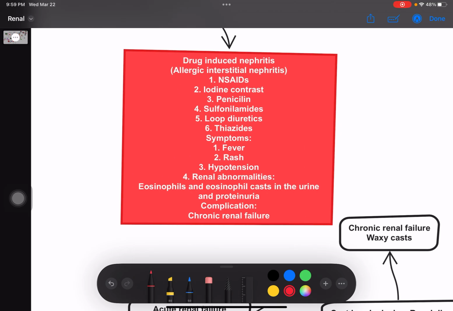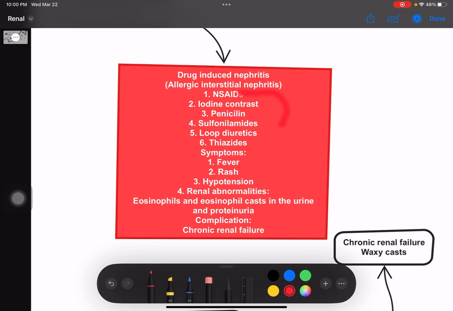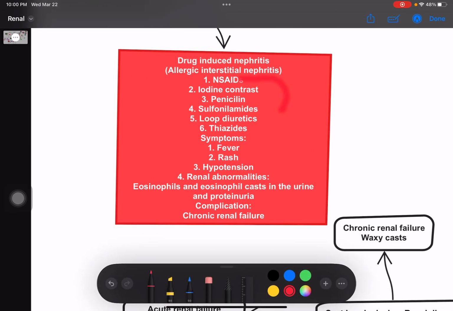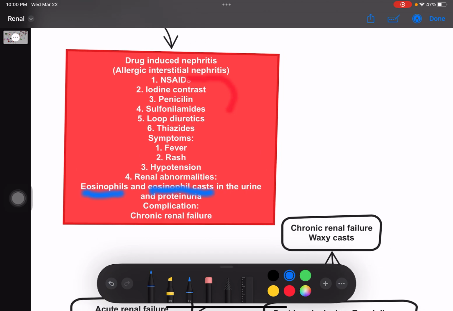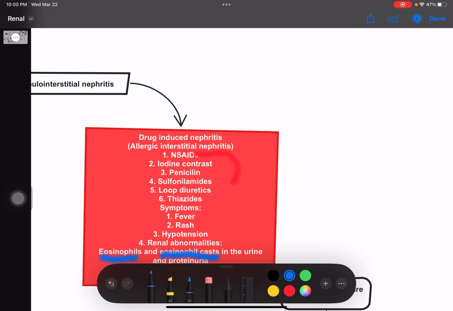It's not usually after several intakes of those drugs. If the patient continues to take those drugs, regardless of having this allergic reaction, it can progress to chronic renal failure. But it's not going to happen via one single administration of the drug. So the important thing here is eosinophilic casts. Eosinophils and eosinophil casts in the urine mean that due to the allergic reaction, there's a high concentration of eosinophils that are going to get filtered into the urine.